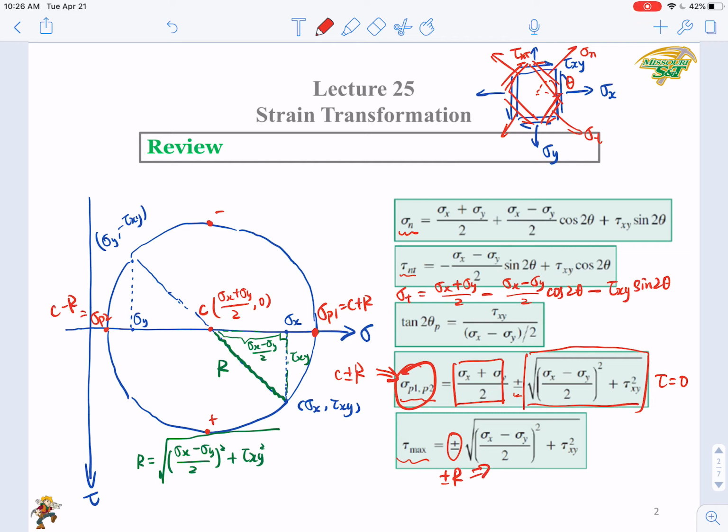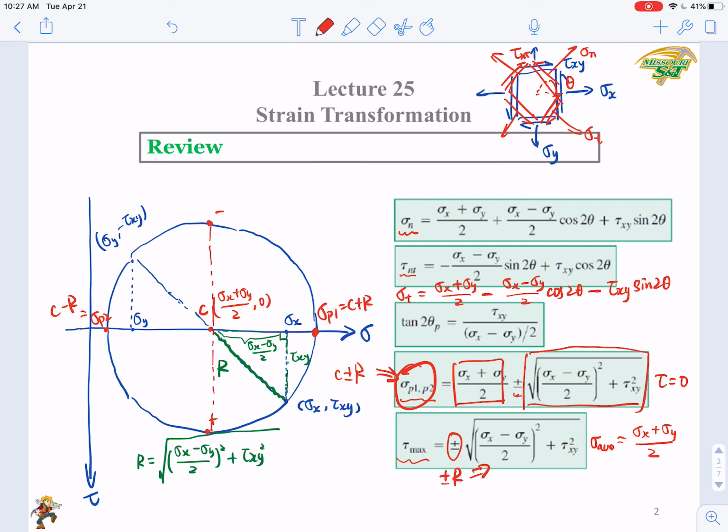Then how about the normal stress values when you have the maximum shear stress? Just right on these 2 points, you have the maximum shear stress. So the normal stress along these 2 directions will be the same. Those are sigma average equals (sigma x plus sigma y) over 2.